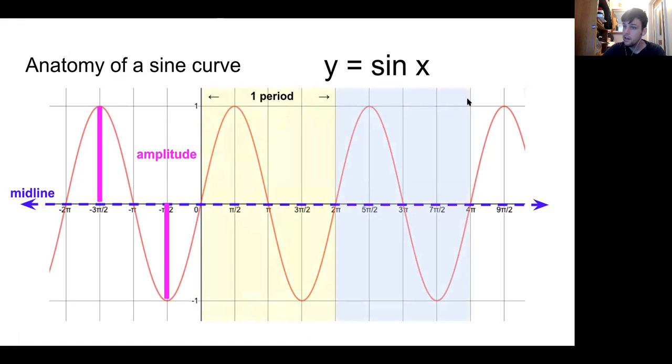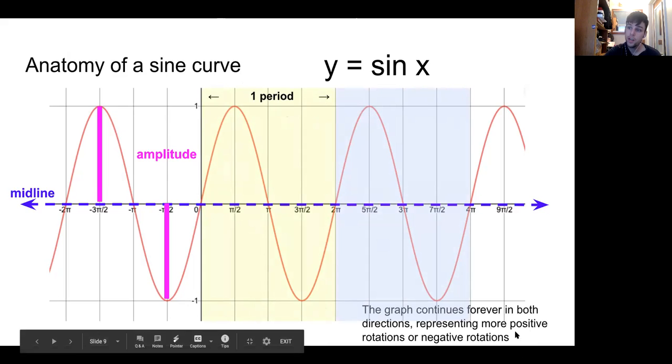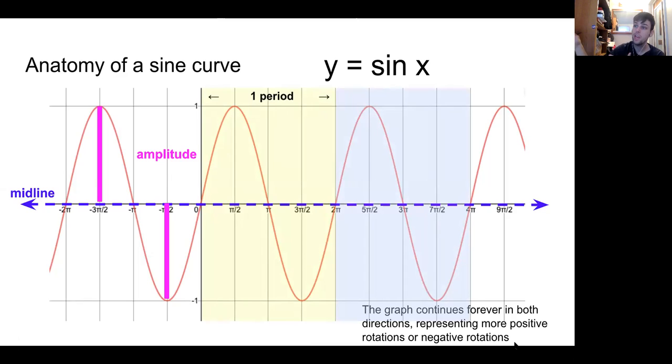Here I have a couple periods outlined. So this is one period or one cycle of our sine curve. And then here's another period or another cycle of our sine curve. It goes from 0 to 2 pi. That is a full rotation around the unit circle. This graph continues forever in both directions, right? Because we can put in positive angles of any kind we want. Many, many rotations could be represented, or we could put in negative. So it goes both directions forever.